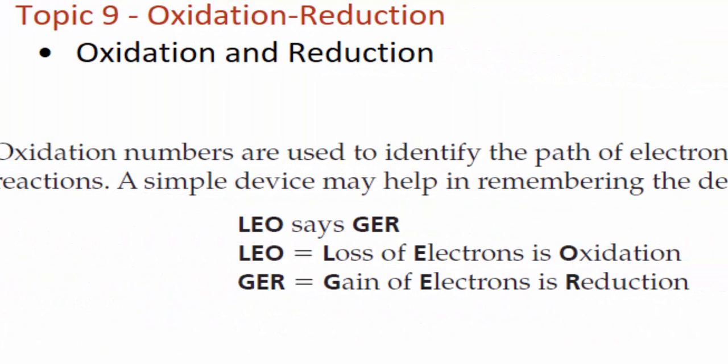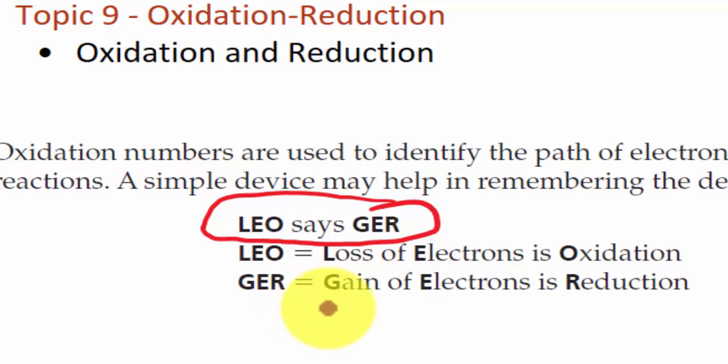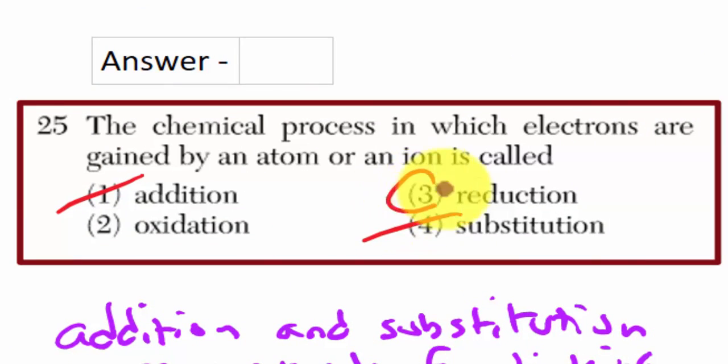That leaves us with oxidation and reduction. Well, the gaining of electrons is one of those 2 words. How are you going to remember which is which? Hopefully you've learned to say, Leo says ger. The gaining of electrons, ger, is called reduction. Answer 3.